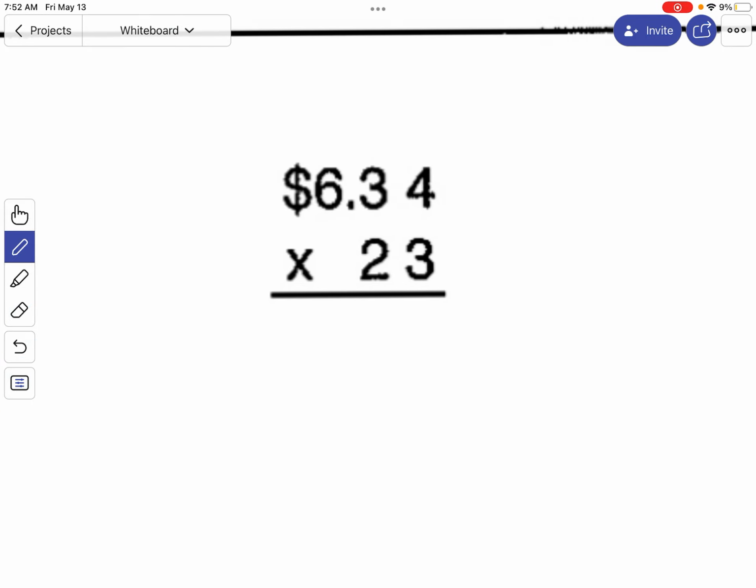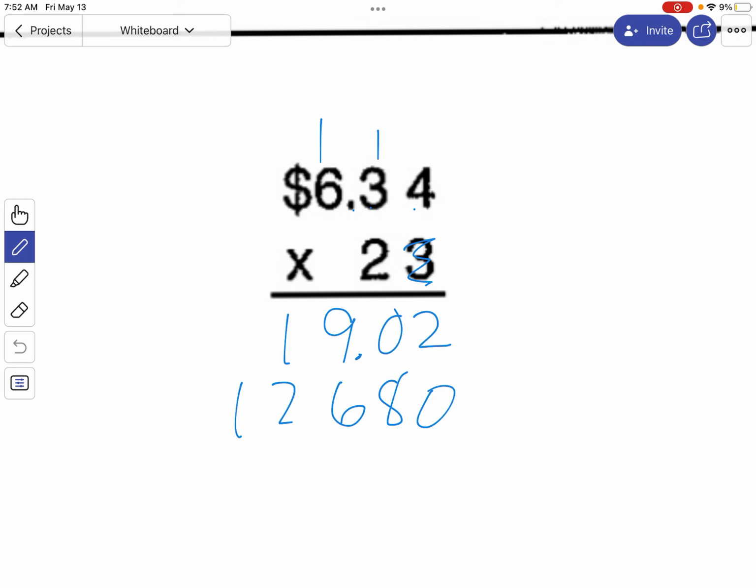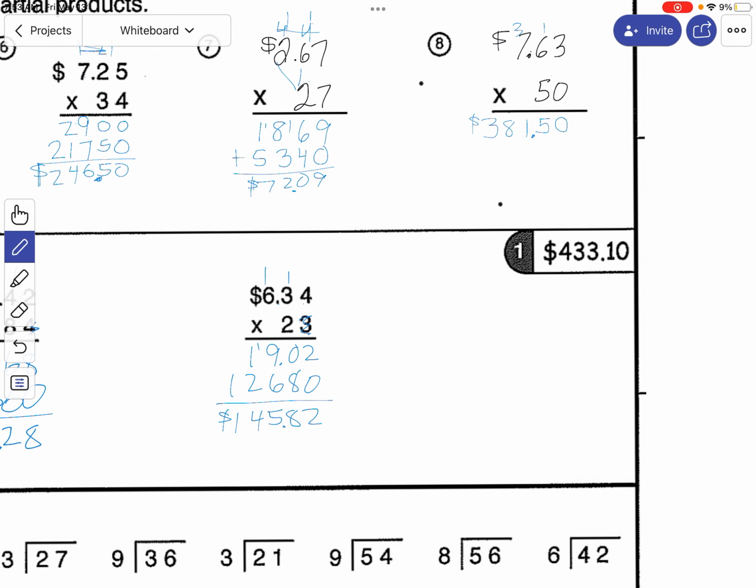What do you think? Did I get that one right? 4 times 3 is 12, 10, 18, 19. Okay, I don't need to put a decimal point in there, by the way. That was a waste of time. Okay, 0 right there. 4 times 2 is 8, 6, and 12. Add them up. Now I got to put the dollar sign in. And 4, $145.82. Let's add up our check answer over here.